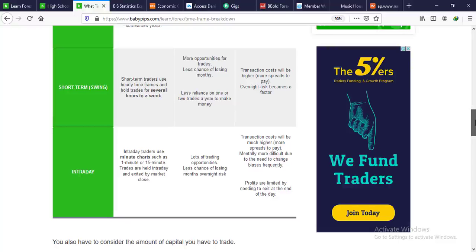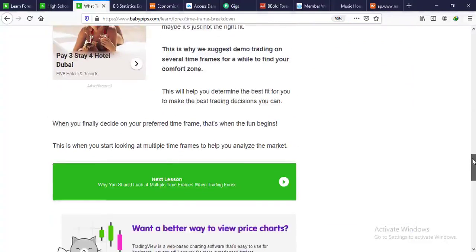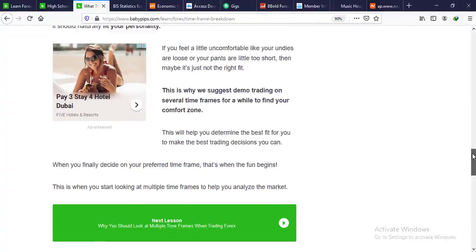Now short-term swing traders use the hourly charts, like 1, 2, 3, 4 hours, up to weekly charts. And long-term traders are people who look at the daily charts and then the monthly charts. So which one will suit you? You are the one that is going to do this.